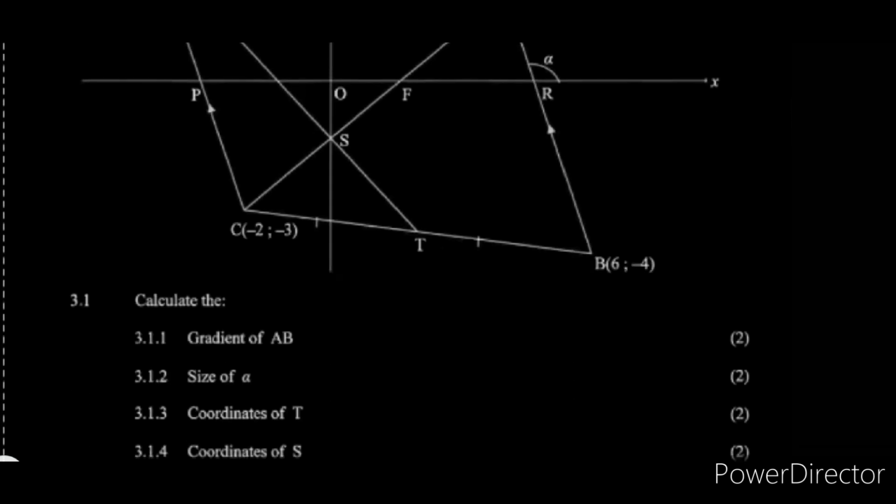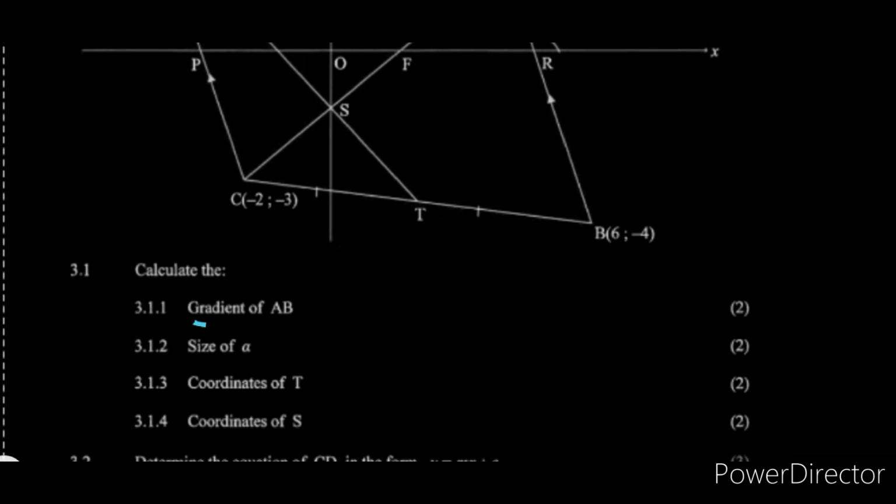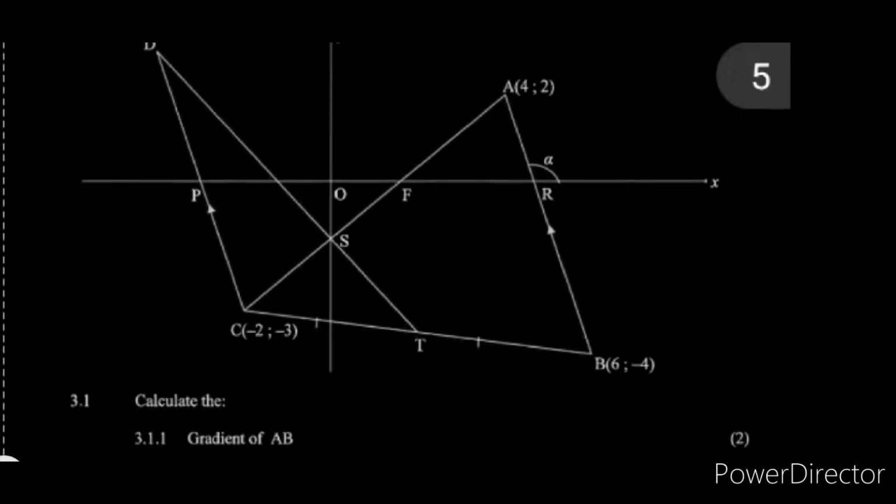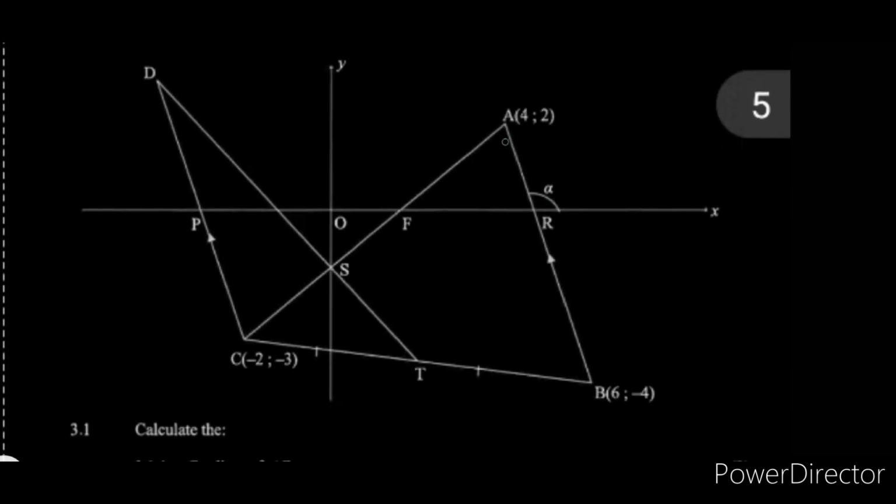Now they said calculate the gradient of AB. So this is AB. They ask you to calculate the gradient. We know that the gradient of a line is the steepness of a line. If the gradient is positive, the line is increasing. From left to right, if you follow the graph using your fingers, it's going up, meaning that it's increasing.